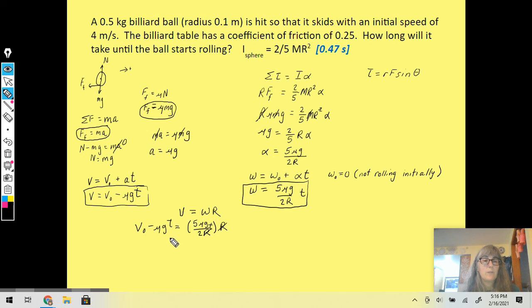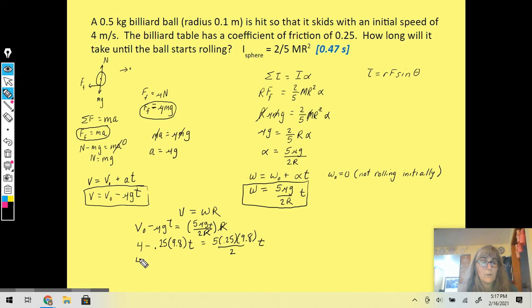Now, fortunately, in this problem, we have numbers. So we can plug numbers in and make this look less horrible, and then solve for t with just numbers. If you don't, it's algebra and it's a mess, but it's still doable. So let's put some numbers in because we can. We have 4 minus, our mu is 0.25, g is 9.8, times t is equal to 5 times 0.25 times 9.8 divided by 2, times t.